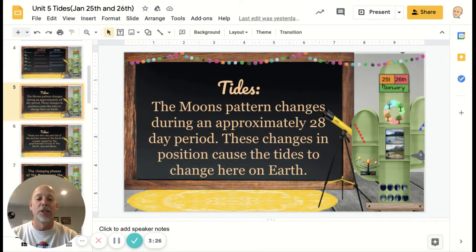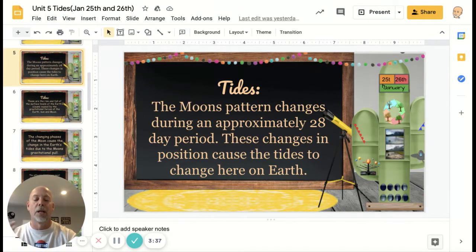So here we go, tides. The Moon's pattern changes during an approximately 28-day period. These changes in position cause the tides to change here on Earth, okay? So that's the cycle that it goes through every month, okay? And for that reason, sometimes you will have what's called a blue moon, which is 2 full moons in a month. And that does not happen very often, but as you imagine with a 28-day cycle, it does happen because most of our months have 30 or 31 days in.